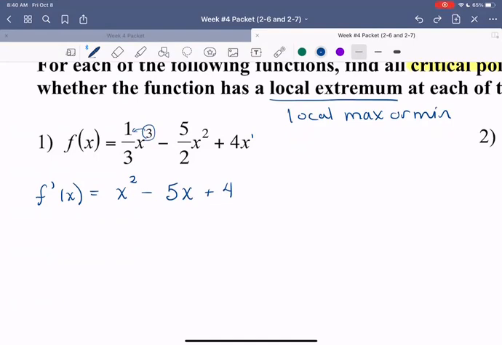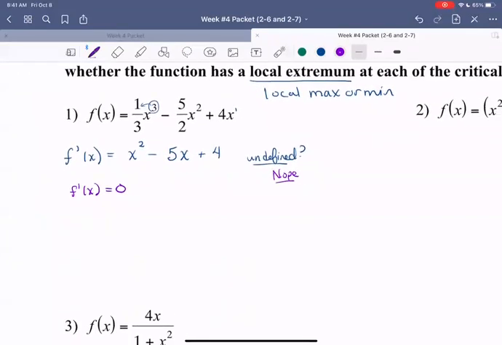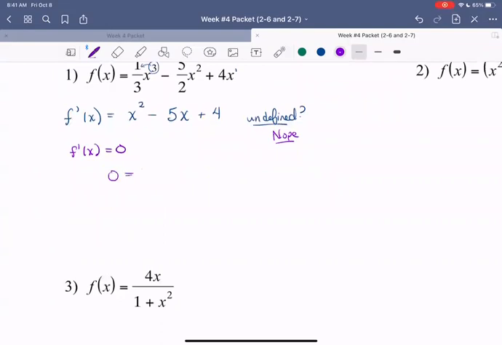So let's first check if we have any undefined values. Is there anywhere on f that's undefined? Nope. We can plug in any x value we want and we will get an output for this polynomial. So now let's determine where f prime of x is equal to 0. So what we want to do is set 0 equal to this quadratic function that we found is the derivative, x squared minus 5x plus 4.